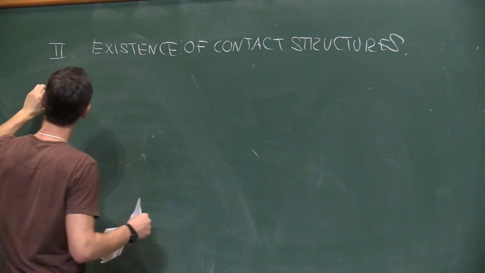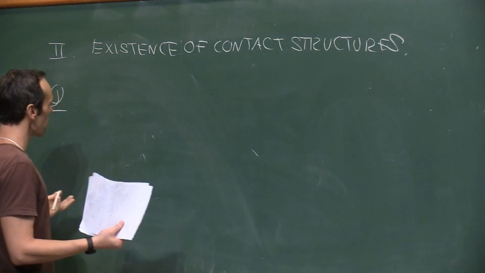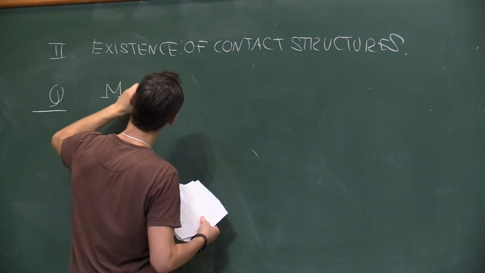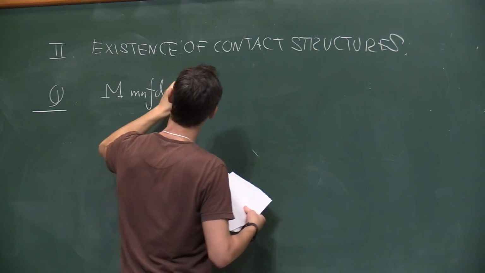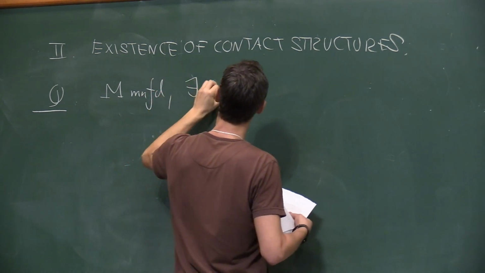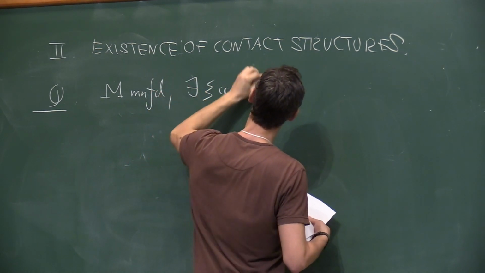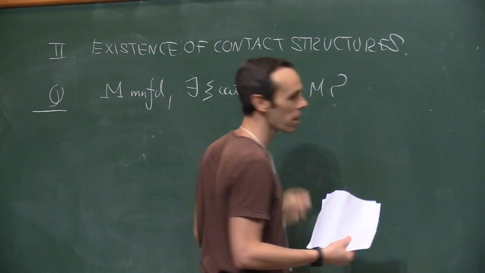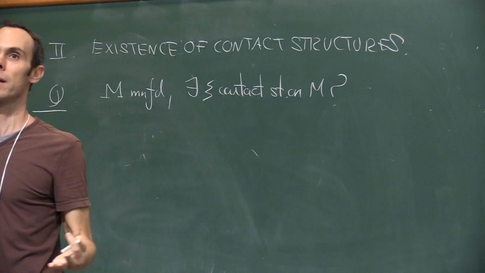So, a fundamental question that you ask yourself when you study any kind of geometry: given a manifold M, does there exist a contact structure on M? Does it support a contact structure?